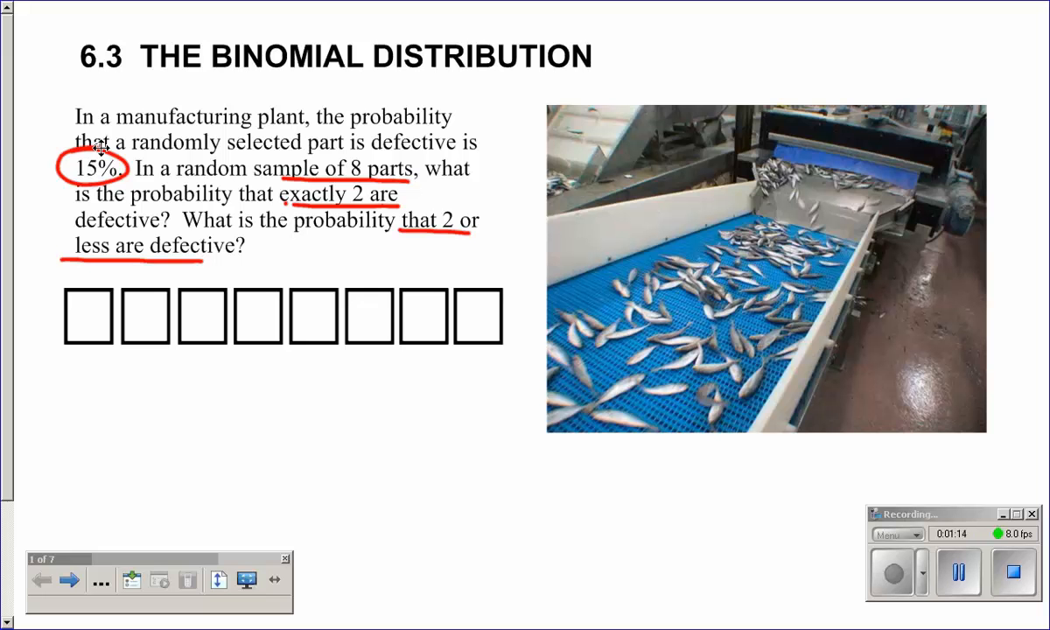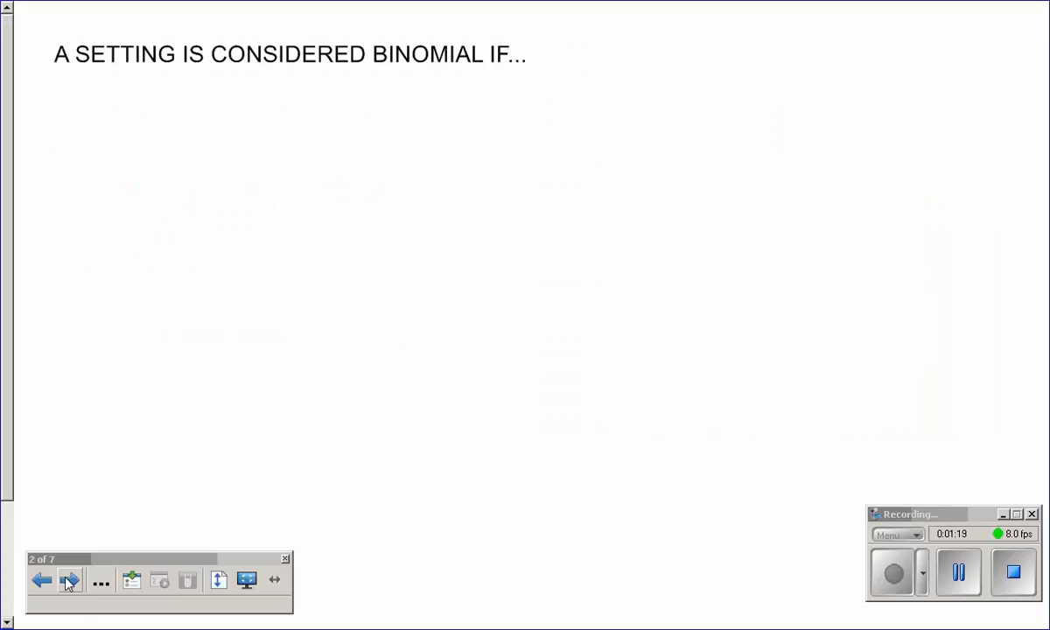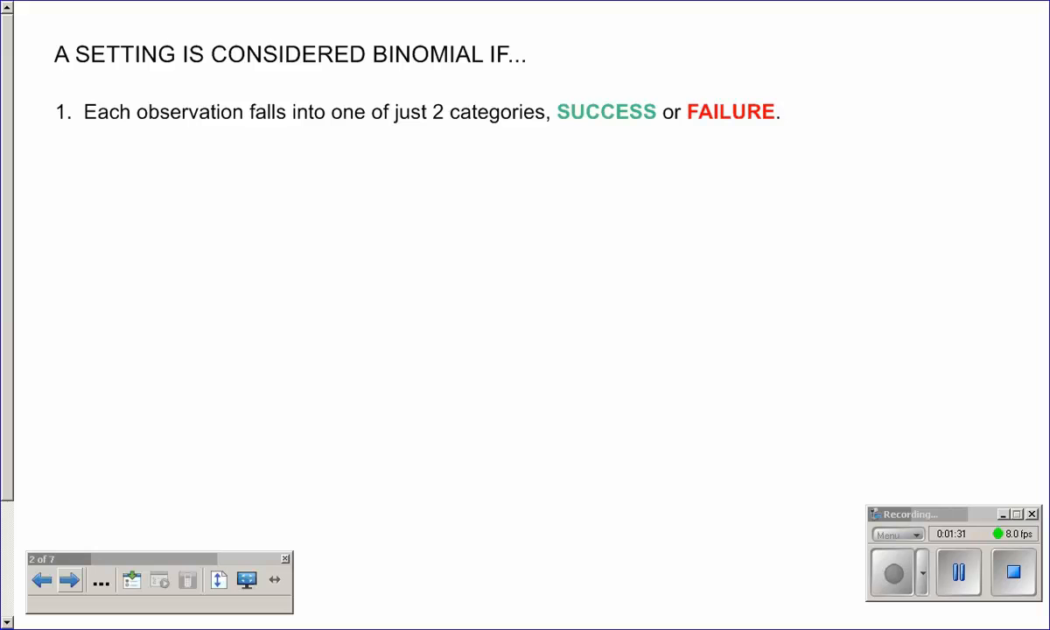First of all, we need to examine this problem. This is a problem that is considered a binomial distribution problem. And there are 4 things that make this binomial. You do need to memorize this list and be familiar with it, and they follow your notes exactly here. A setting is considered binomial, first of all, if each observation falls into one of just 2 categories, success or failure. In this situation, when we're checking parts, they're either good or defective. There is no third category.